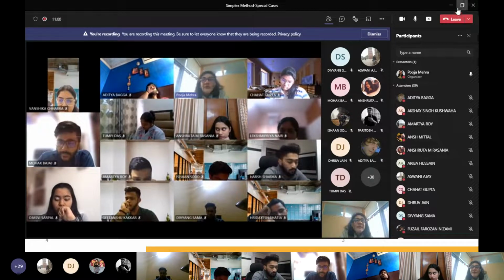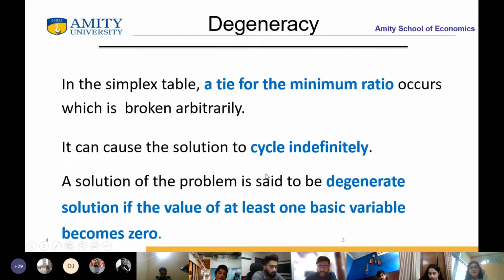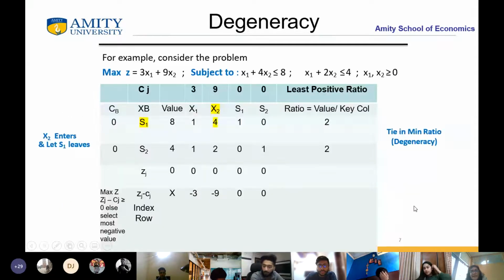So if there is a tie for the key ratio, two values are the minimum value, right? So we need to select one, right? So that problem is known as the solution is degenerate. A solution to this problem is known as a degenerate solution if the value of at least one basic variable becomes 0. And in the index row, can you see this?